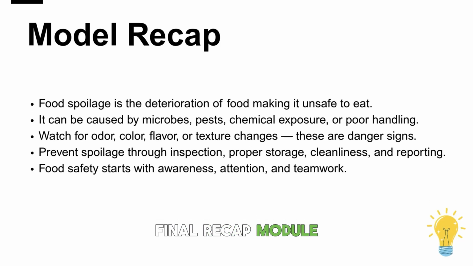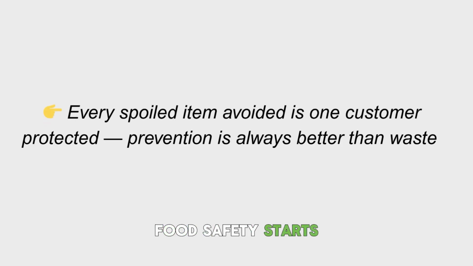Final recap, Module 5. Food spoilage is the deterioration of food, making it unsafe to eat. It can be caused by microbes, pests, chemical exposure, or poor handling. Watch for odor, color, flavor, or texture changes. These are danger signs. Prevent spoilage through inspection, proper storage, cleanliness, and reporting. Food safety starts with awareness, attention, and teamwork. Always remember, every spoiled item avoided is one customer protected. Prevention is always better than waste.